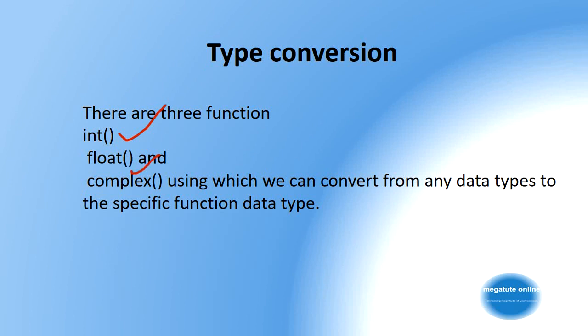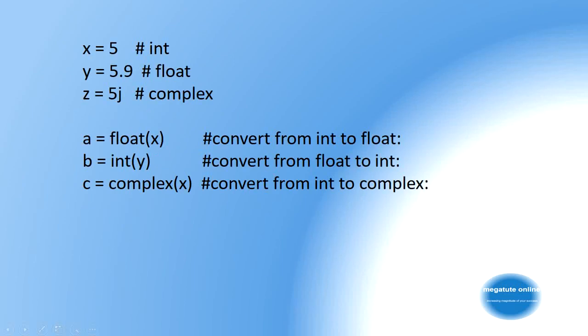Next is the complex, which converts any other data type to complex. All right, let's see how we can use them. So if we look at an example which involves the use of these numbers, here I have stored x equals to 5, integer, y equals to 5.9, float, and z equals to 5, say a complex.